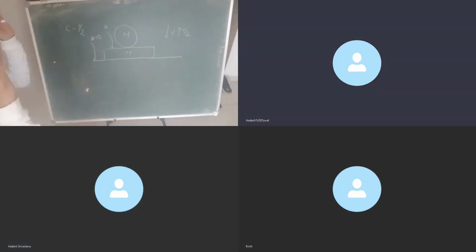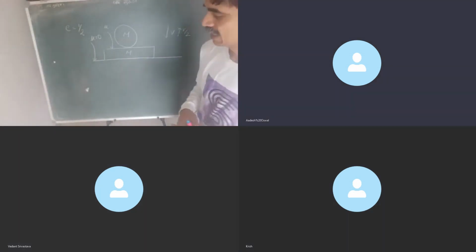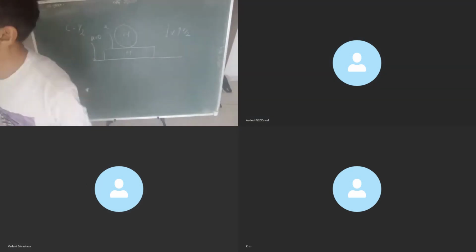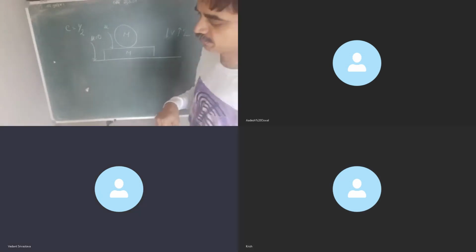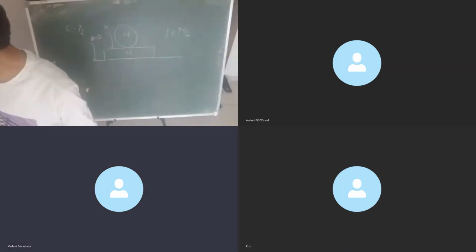As the sphere makes contact with the plank, it is moving down with velocity v. As it leaves, it leaves with velocity v by 2. It is moving downward with velocity v. When it breaks off the plank, it is moving upwards with velocity v by 2. Please don't read beyond it.